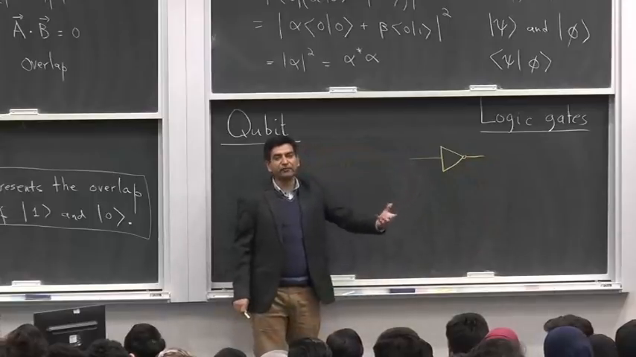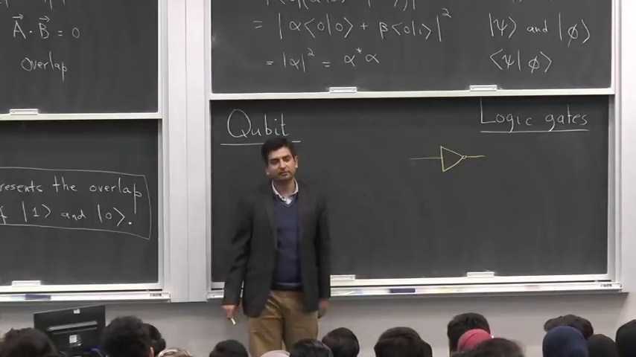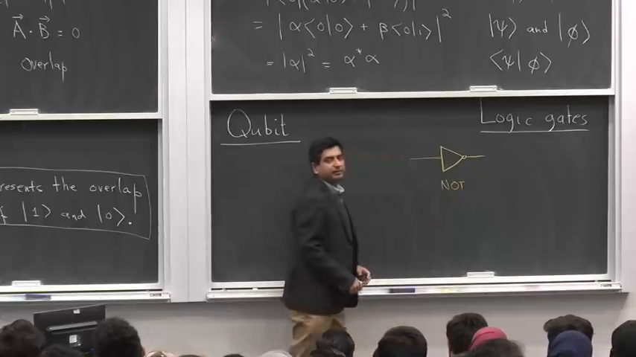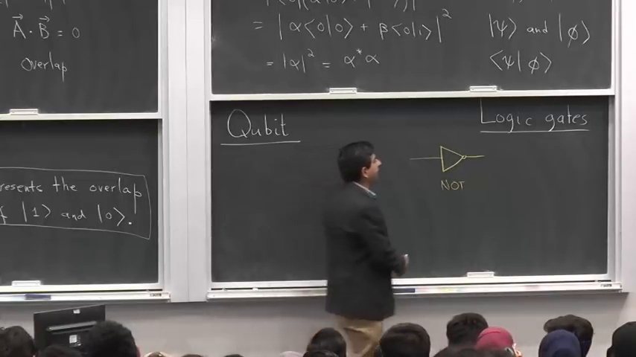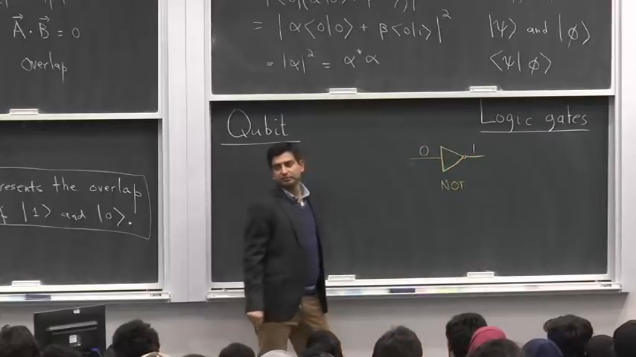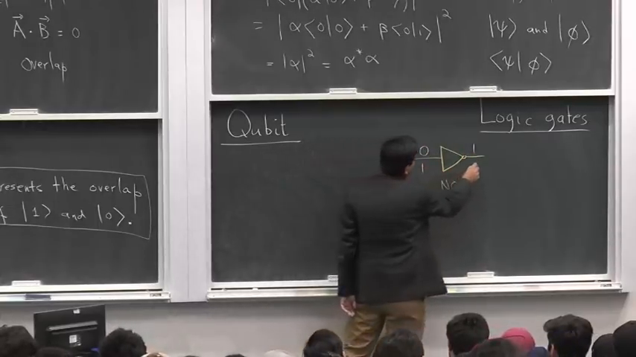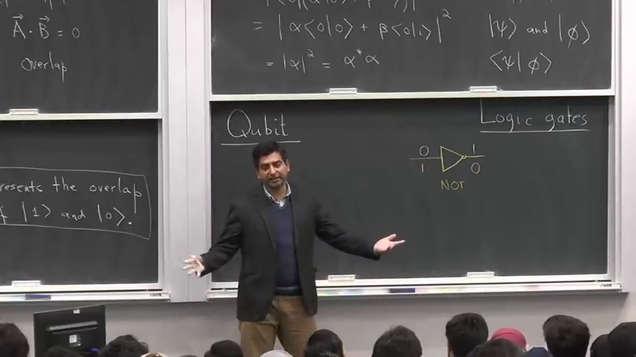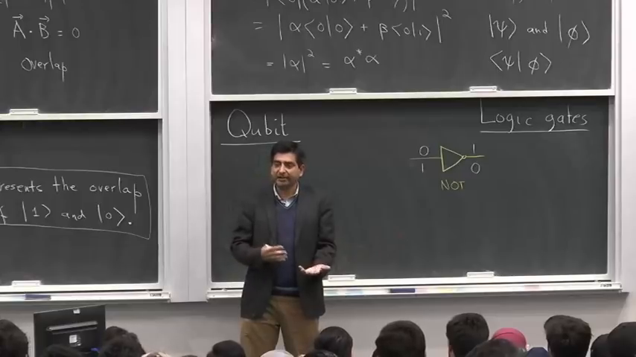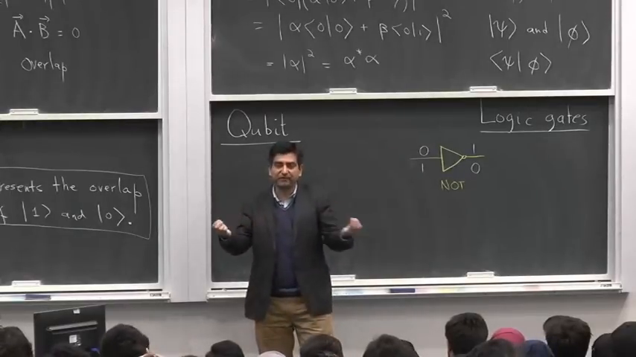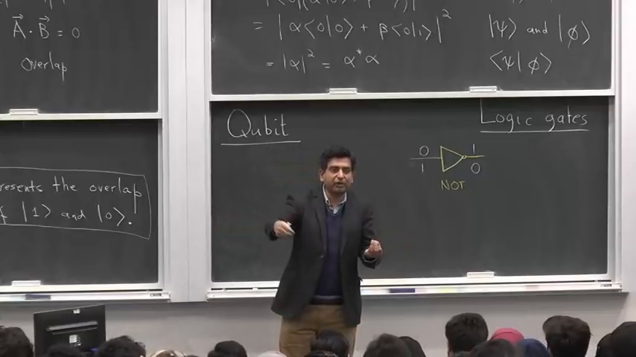Now this is the symbol of a device called a NOT gate. Now this device is such that if my input is 0, my output is 1. If my input is 1, my output is 0. This is just a NOT gate. It inverts the input. Now zeros and ones are classical pieces of information. They can be written on a piece of paper.